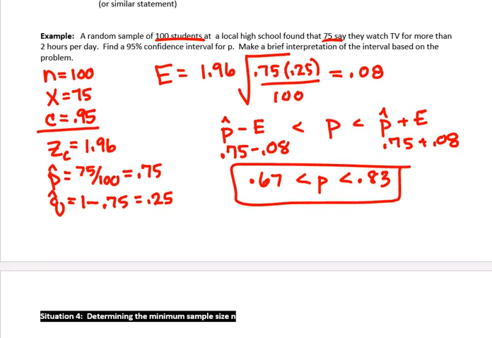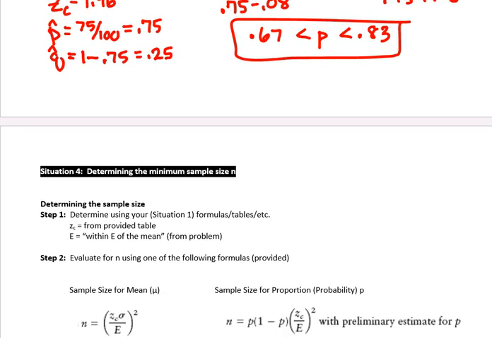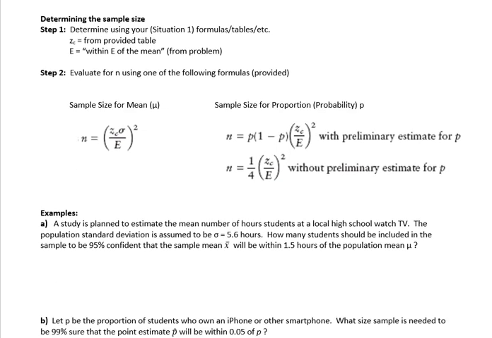All right. The other thing that we did, the very last thing, was determining a sample size. There were three formulas for determining a minimum sample size. One dealt with mean, so if you're given the standard deviation in your problem, that is going to be the first one. If you have a preliminary estimate for your percentage, you use this guy right here. And if you don't have a preliminary estimate, then you use the one with the 1/4. That's basically assuming that p and 1 minus p are 0.5.